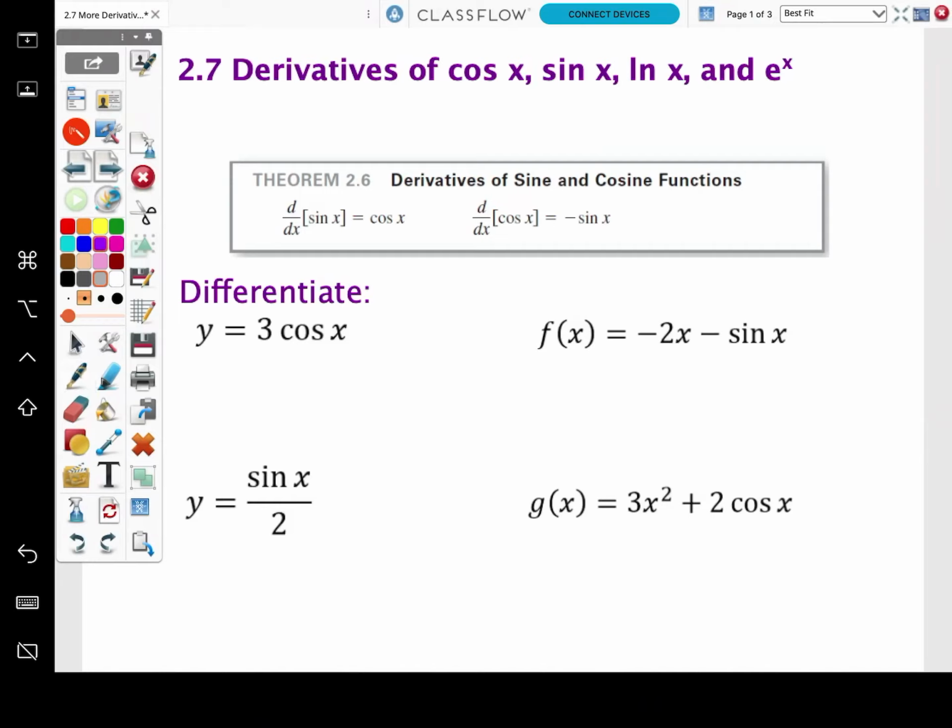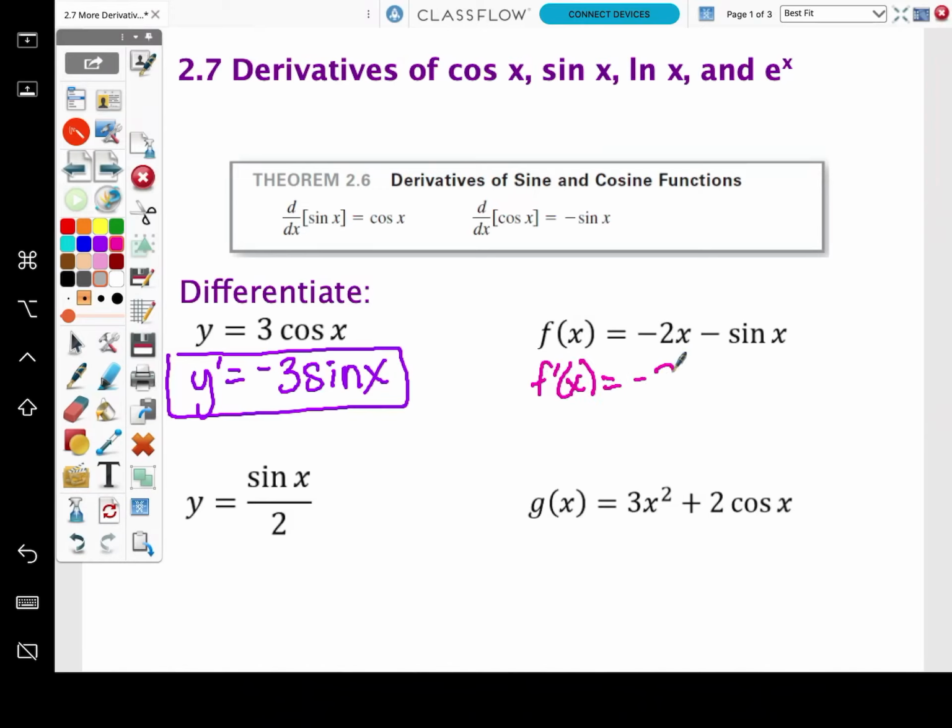So if we differentiate 3 cosine x, we have a constant multiple as well as a derivative of cosine. So that derivative of cosine is negative sine. We multiply it by the 3, we get y prime equals negative 3 sine x. Okay. Negative 3 sine x is that derivative. Moving across to f of x, f prime, try it out. Negative 2 minus derivative of sine is cosine x. All right, because really there's that negative 1 multiplier in front.